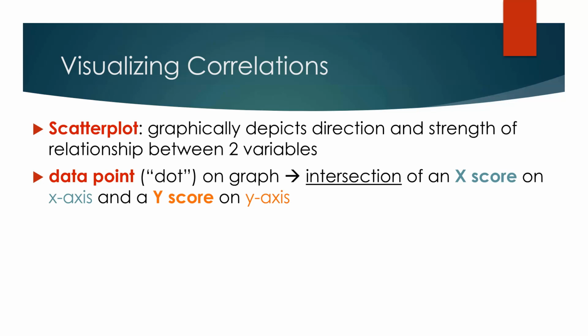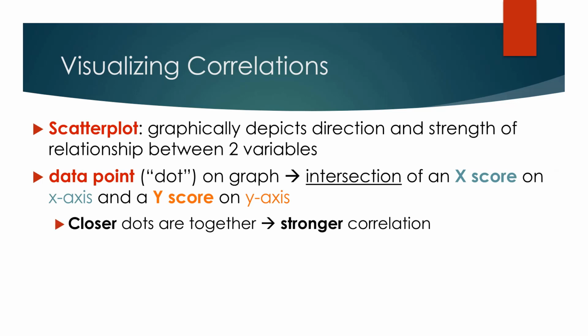Now, each dot is an intersection of an X score on the X-axis and a Y score on the Y-axis. So say that we have a pair of data. We have a 3 for an X score and a 2 for a Y score. You would go 3 over on X and then up 2 for Y, and then you put a little dot on the graph. That shows the intersection of an X score and a Y score. Now, you'll see a lot of dots. Every data point represents a pair of X and Y scores. And however many pairs you have, that's how many data points you would see.